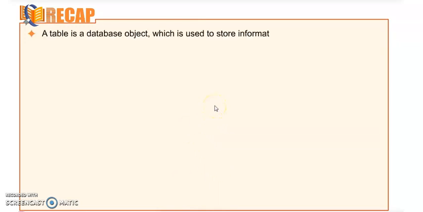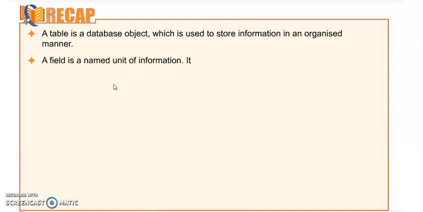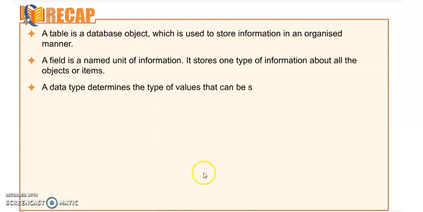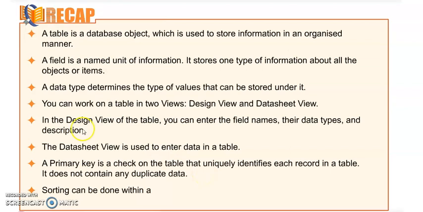A table is a database object which is used to store information in an organized manner. A field is a named unit of information. It stores one type of information about all the objects or items. A data type determines the type of values that can be stored under it. You can work on a table in two views, design view and datasheet view. In design view of the table, you can enter the field names, their data type and description. Datasheet view is used to enter data in the table. A primary key uniquely identifies each record in a table. It does not contain any duplicate data.